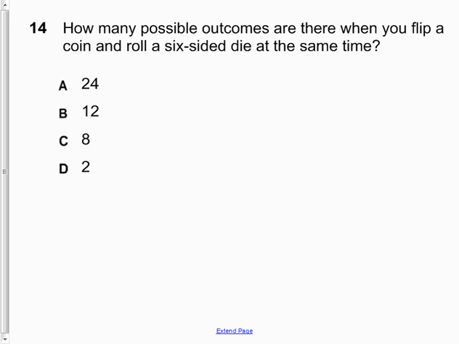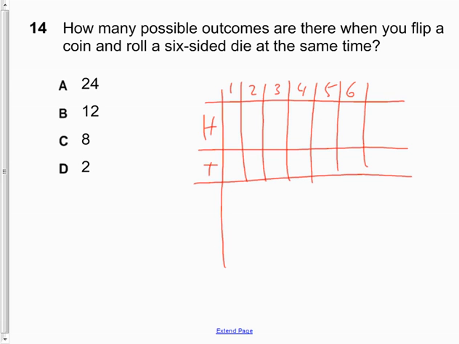Question 14, it says, how many possible outcomes are there when you flip a coin and roll a 6-sided dice at the same time? So for this one, I want to draw another table. And what we see when we make my table is that I have 12 possible outcomes. Right here would be a heads 2, here would be a tails 3, and so on and so forth. So there are 12 possible outcomes.